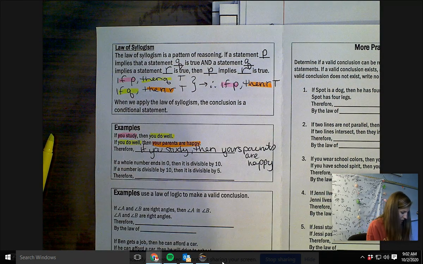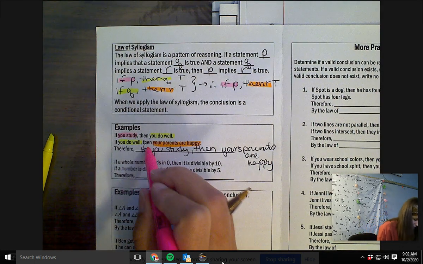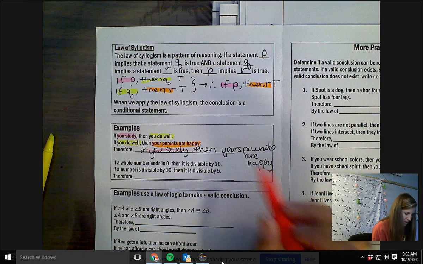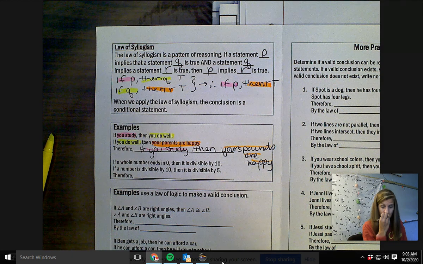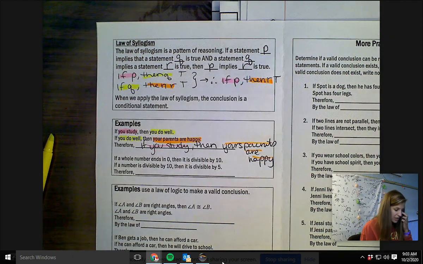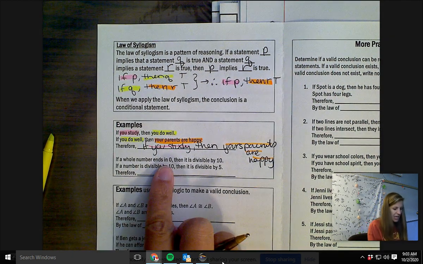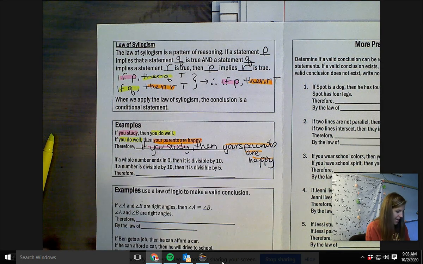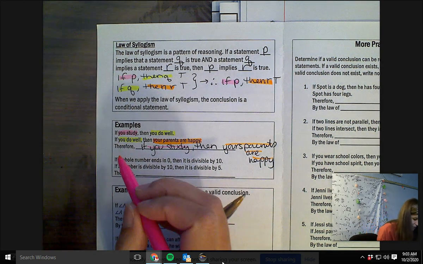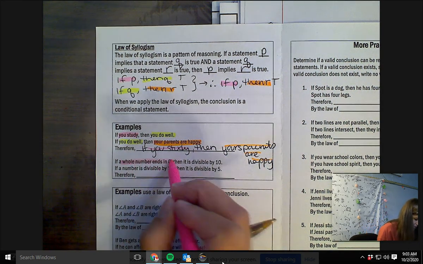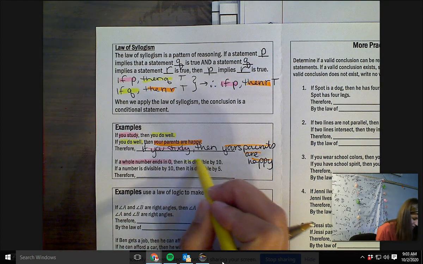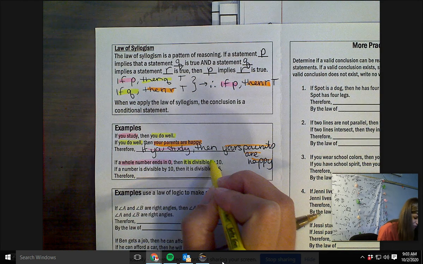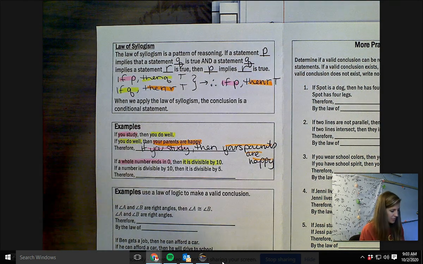Okay, so we took the original hypothesis and then the final conclusion, and that was our new conditional statement. Okay, so another example of that, if a whole number ends in 0, then it is divisible by 10. So our first hypothesis, a whole number ends in 0, and our first conclusion, it's divisible by 10. And the "it" is referring to the whole number.